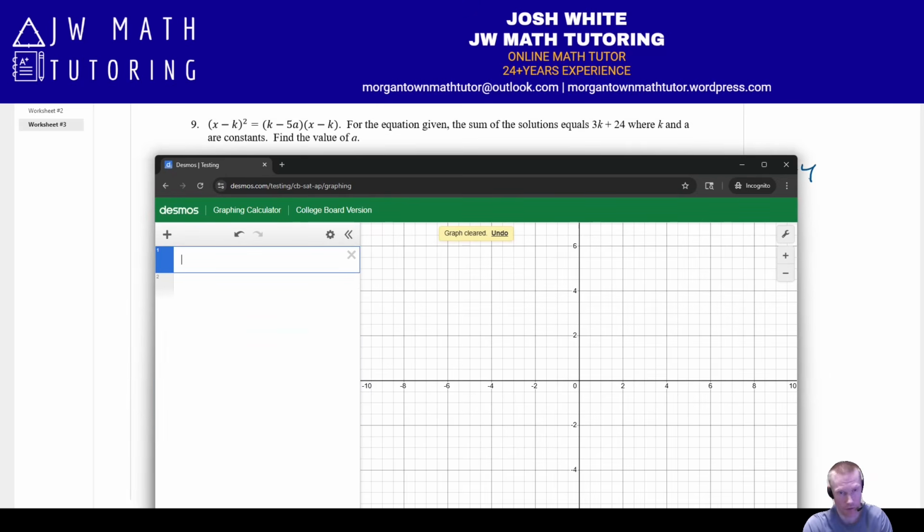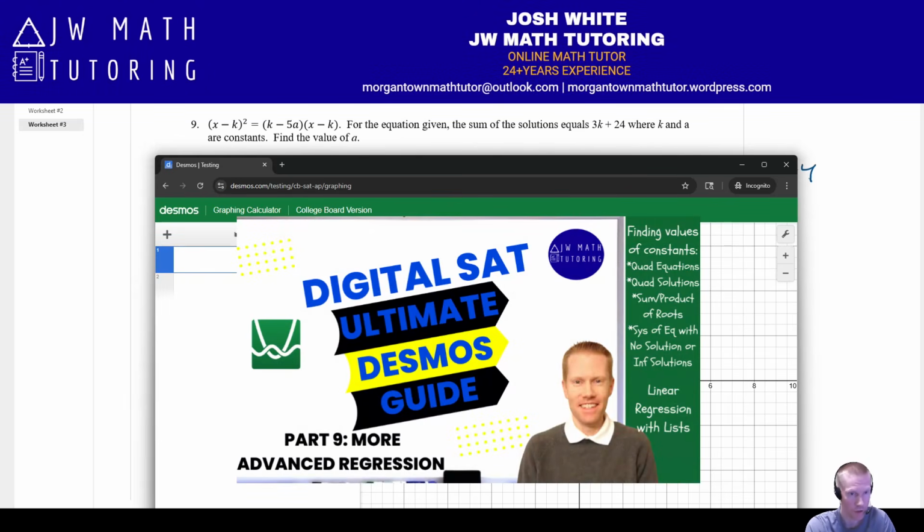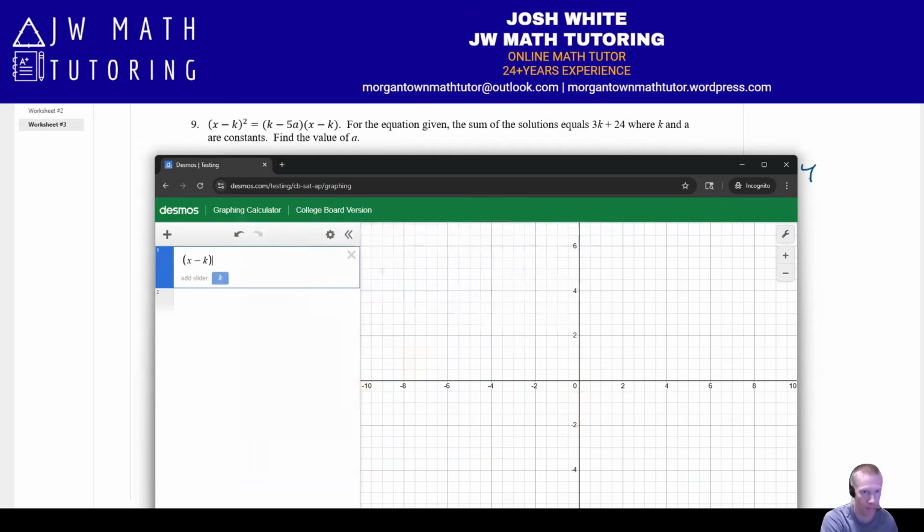So then, this is solving a sum or product of roots problem. The technique is the same. Check out the thumbnail on the screen, which will show you which specific part in my Ultimate Desmos Guide to Digital SAT Math covers this topic. So I'm going to start it the same way, meaning I'm going to subtract over the parentheses from the right. Since I'm going to do regression, I need to do x1, so I'll fix that.